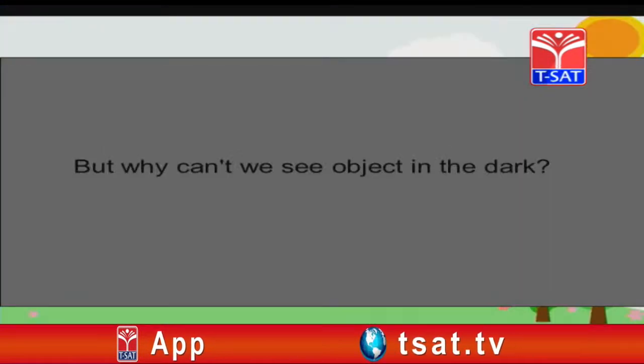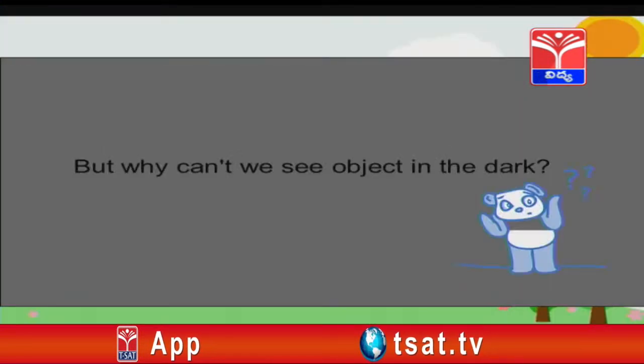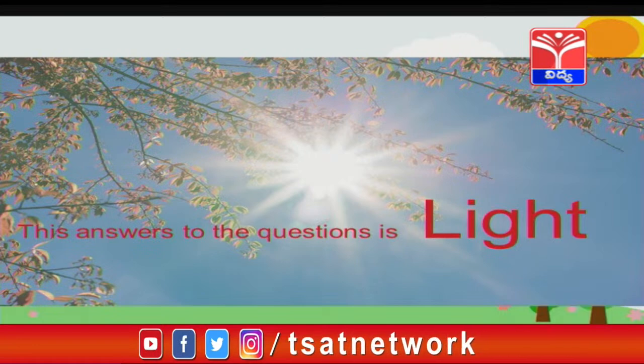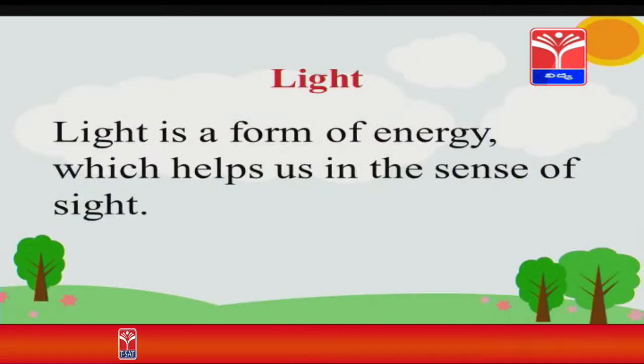But why can't we see objects in the dark? Any guesses? The answer to the question is light. What is light then? Light is a form of energy which helps us in the sense of sight.